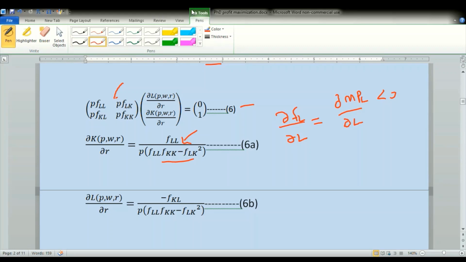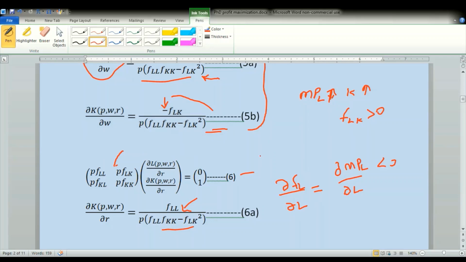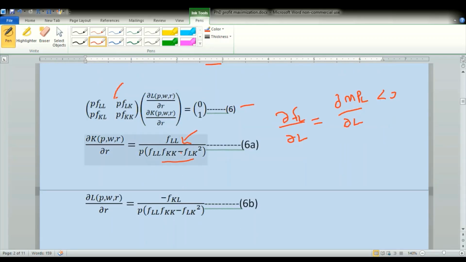Now I want you to note one thing, and it is that if you compare 5B with 6B, you find that both are identical, and so we can write like for example here that dava L over dava R actually is equal to dava K over dava W, so that we conclude that the cross effects are identical, symmetric.